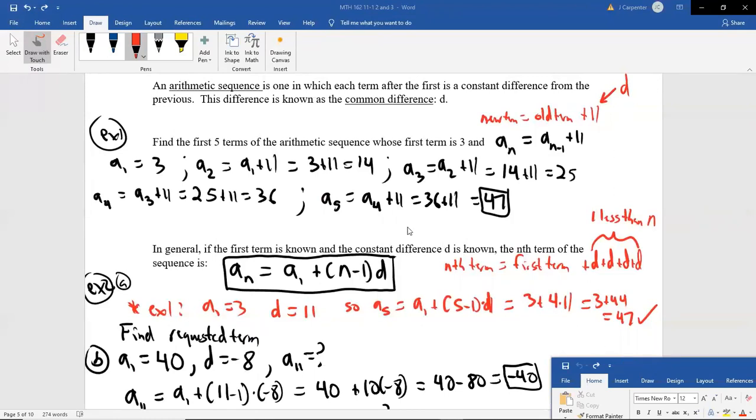Again, some student might struggle with this and say, all right, it's going to go 40, then 32, then 24, then 16, then 8, then 0, negative 8, negative 16, negative 24, negative 32, then negative 40. And that would be fine if there's only 10 or 11 terms, but if I ask for the 100th term, you're going to hate life if you're doing it that way. So this is a shortcut to go from first to last.